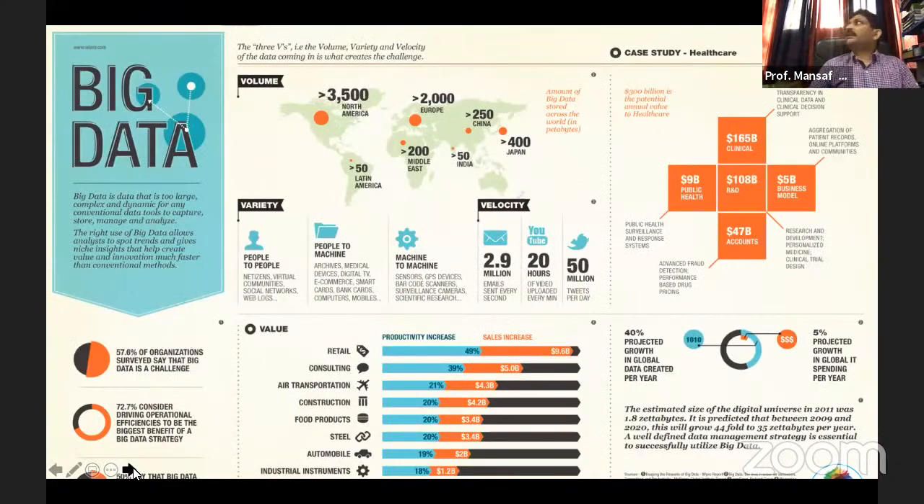Now just a quick view, because I'm also watching the time. So this is the scenario of the world. In North America, greater than 3,500 petabytes of data generated. In Europe, greater than 2,000. And let us see India: greater than 50 petabytes of data. So data generation in India is less, but if you see other countries, a lot of data is generated.